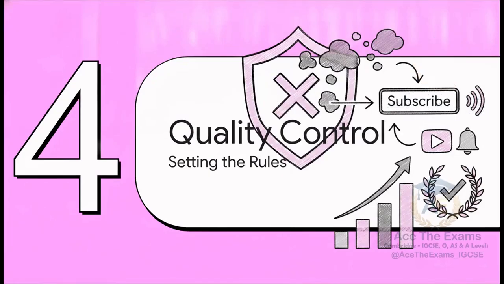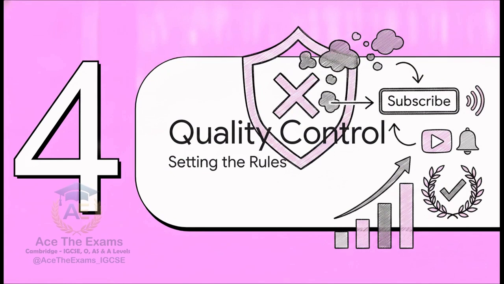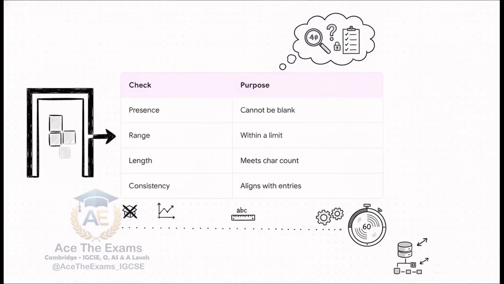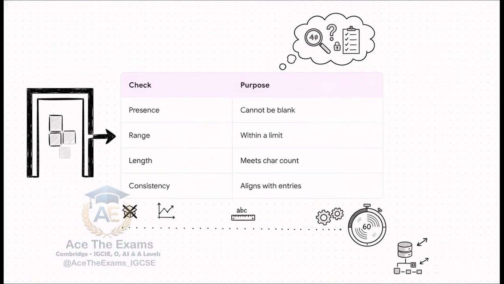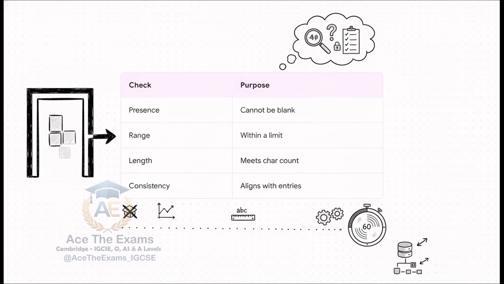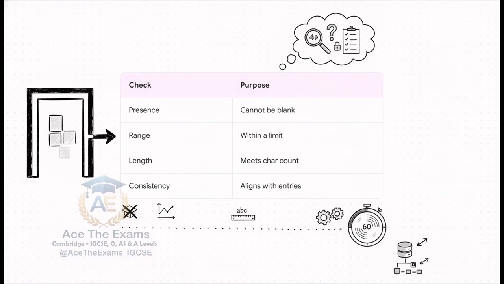Moving into section 4, database quality control. We've got our structure, but how do we keep bad data out? The answer is data validation. These are the strict gatekeeping rules that act as quality control, making absolutely sure every piece of data makes sense before it ever enters the database.